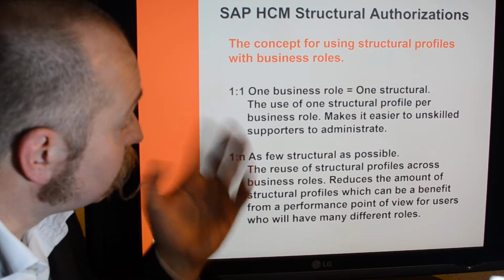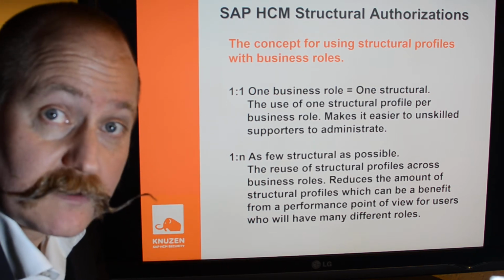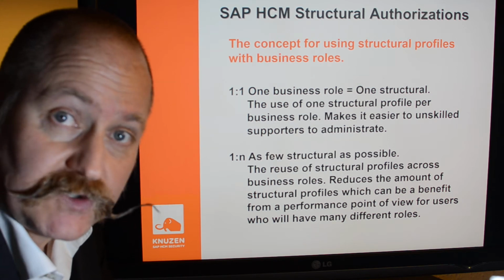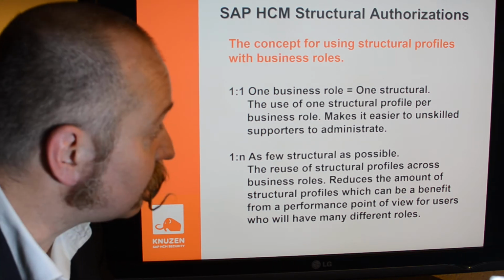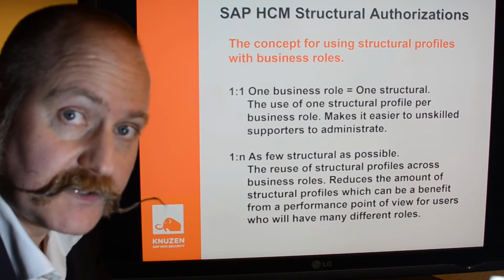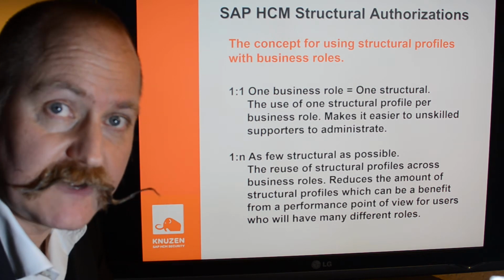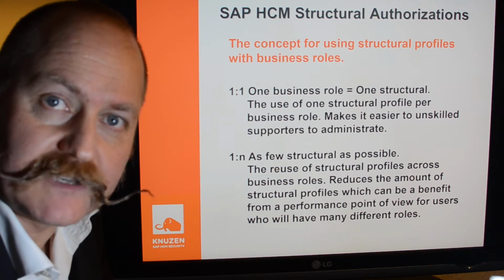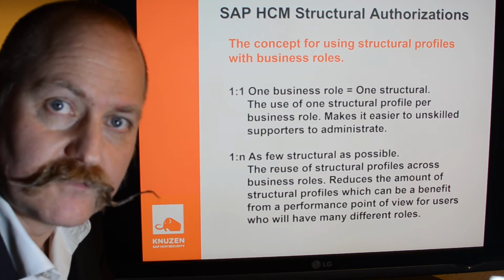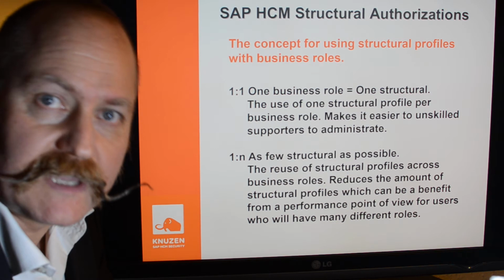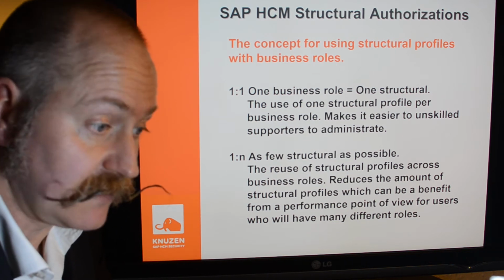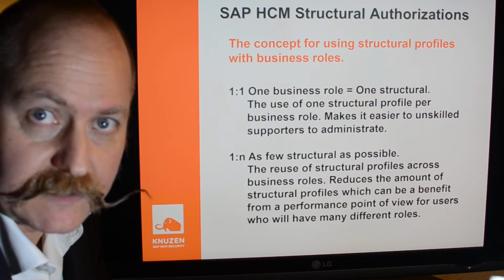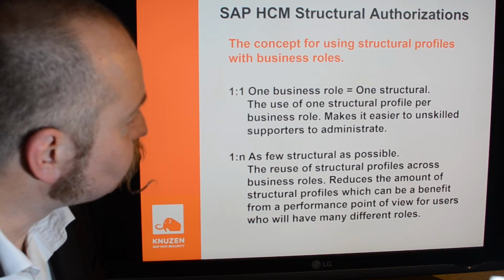The first one, the one-to-one principle, the most common one, is actually the easiest to maintain in production, because here you have one structural profile per business role, and it's transparent. So you can see that if you have an HR partner role, then you will also have an HR partner profile, or if you have a learning administrator, you will have a learning administrator profile. Easy to grasp.